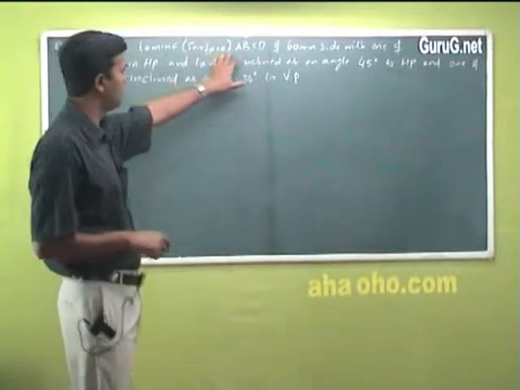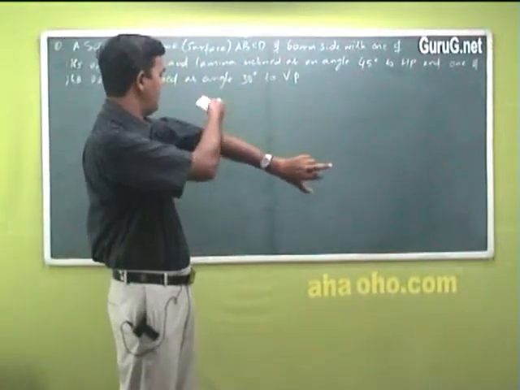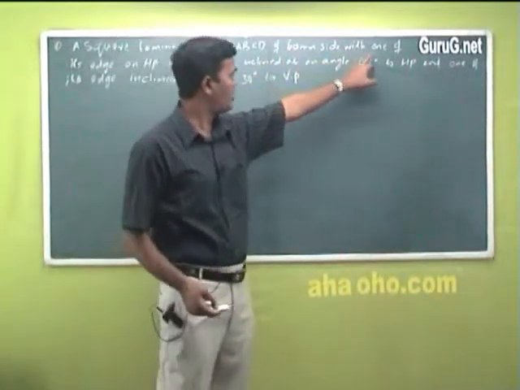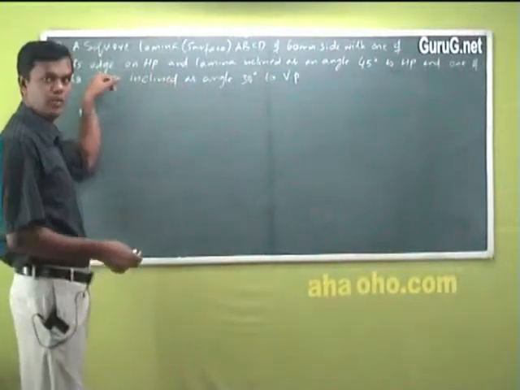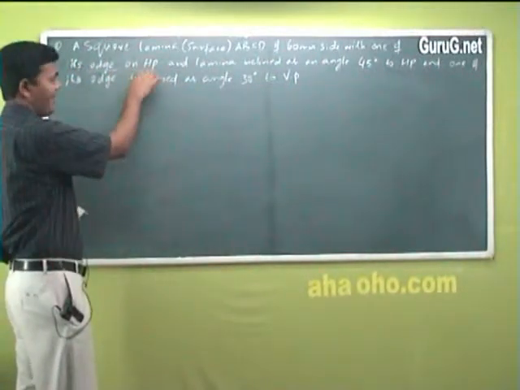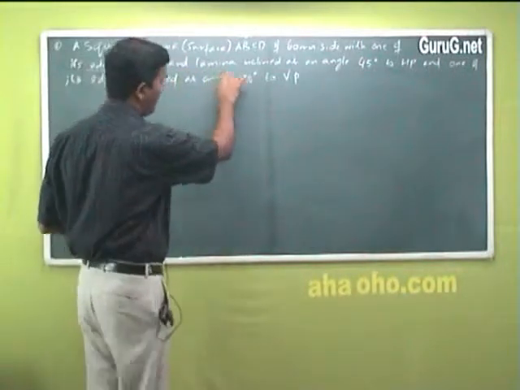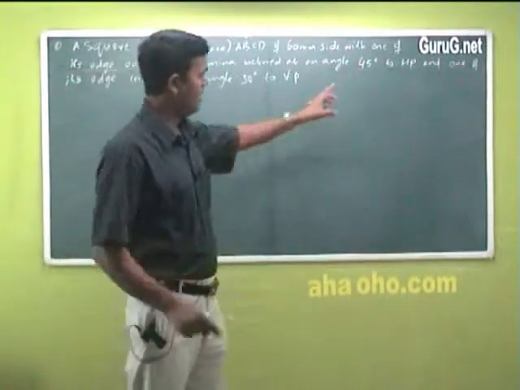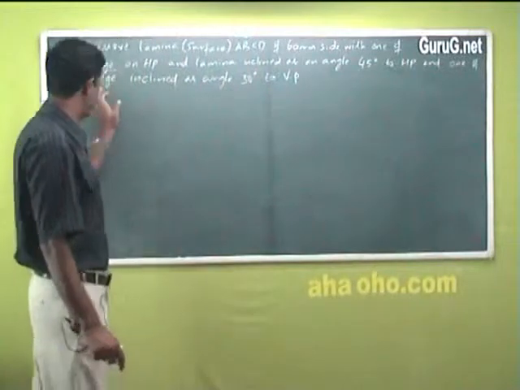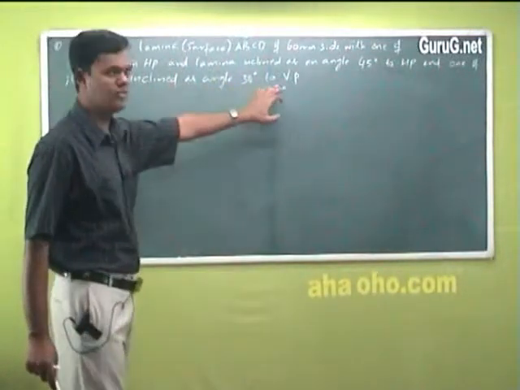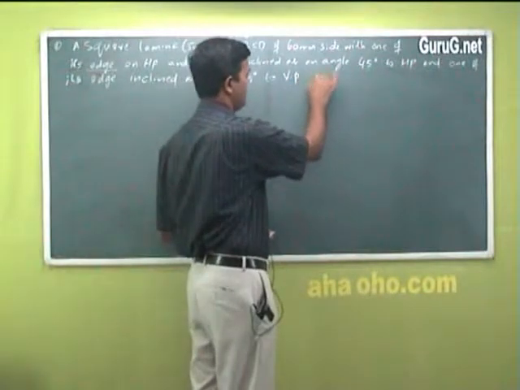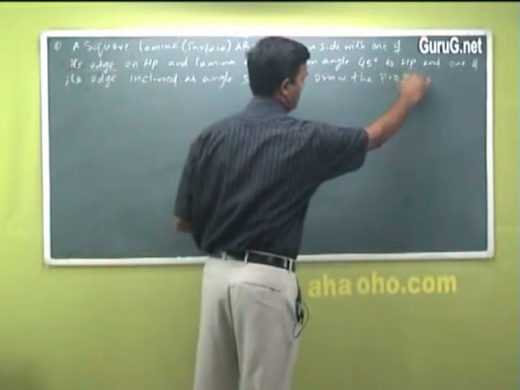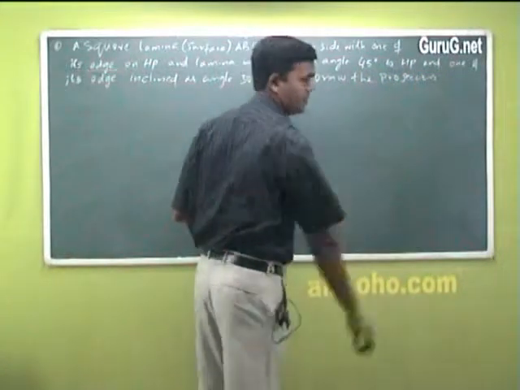A square lamina of side ABCD, of 60 millimeter side, with one of its edge on HP, and lamina inclined at an angle of 45 degree to HP, and one of its edge inclined at an angle of 30 degree to VP. So it will be given as: draw the projections. This is the question.